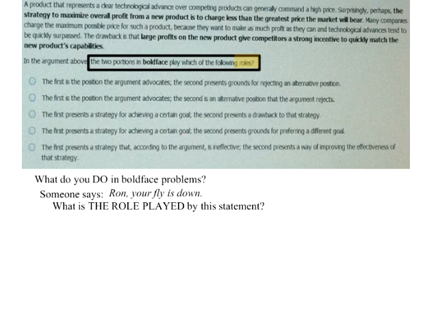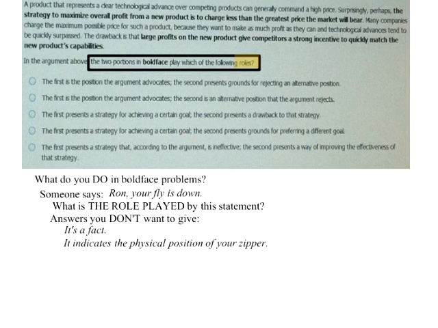So again, answers you don't want to give here. I'm assuming you guys know that when someone says your fly is down, you're supposed to zip the thing up, right? KT is coming a little bit closer to the mark here. You don't want to give, oh, it's a fact. You definitely don't want to give that it indicates the physical position of your zipper. You don't want anything like that. And it's also not a conclusion because you're not trying to prove it, or that's not the point of your argument.